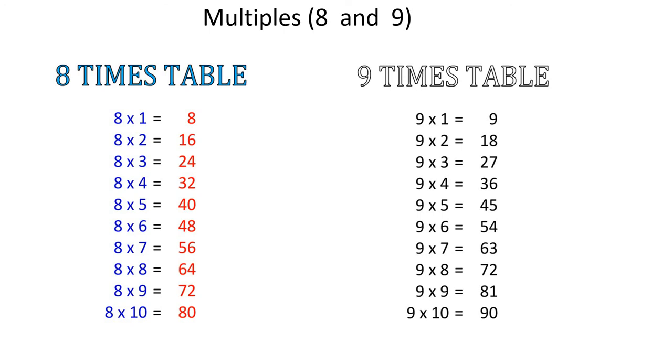So that's why we call it a multiple of 8, because you can find it in the times table of 8. And multiples of 9 are all the numbers that you can find in the times table of 9, which is skip counting by 9 again: times 1, 9, times 2, 18, times 3, 27, times 4, 36, times 5, equals 45, times 6, 54, times 7, 63, times 8, 72, times 9, 81, and times 10, equals 90.